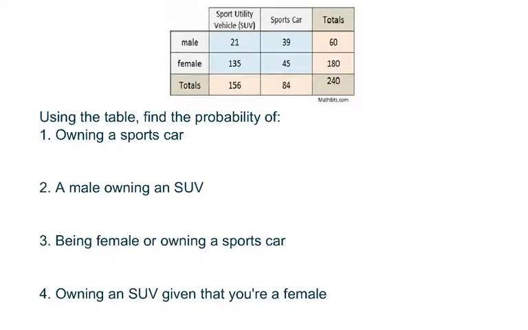This video will just give some basics on how to find different types of probabilities. Using this two-way table that has to do with your gender and what type of car you drive, you're asked to find a bunch of probabilities. The first one wants to know the probability of owning a sports car.